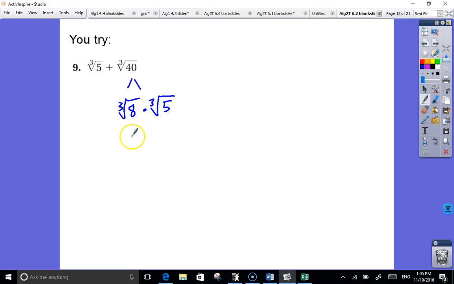And what is the cube root of 8? 2. So that's 2 times the cube root of 5. So now we've got the cube root of 5 plus 2 times the cube root of 5. So how many cube roots of 5 do we have? 3. 1 plus 2, 3. Okay.